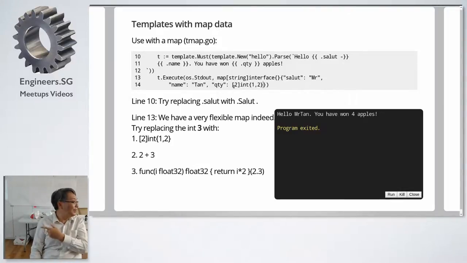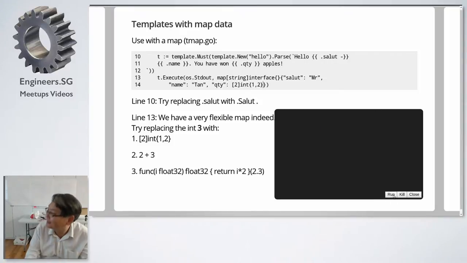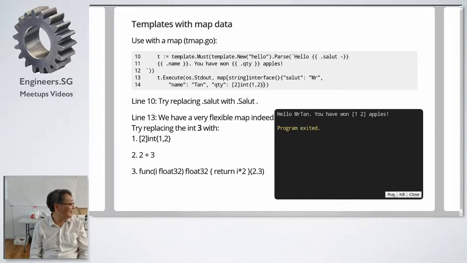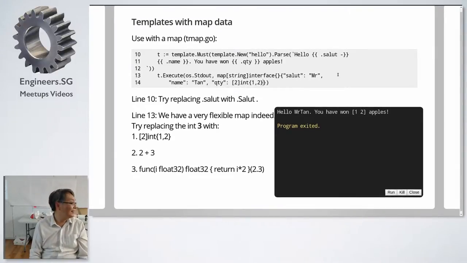Go stringifies all the output. So when you stringify that, it comes out like that. When you print line that, it shows square bracket, 1, 2. But notice this is a map of string to interface, and interface in Go means anything under the sun. I can put in 2 plus 3, I guess everybody will know, it evaluates to 5. Let's validate that.